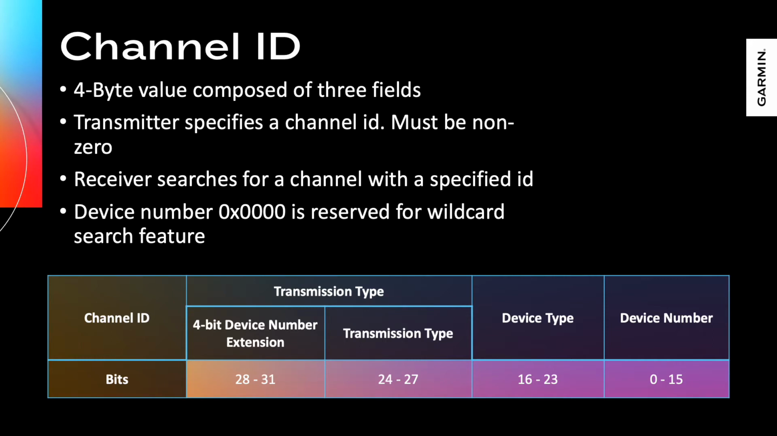The device type is used to specify the class of device, for example, a heart rate sensor versus a speed sensor. The most significant bit is a pairing bit, which makes up part of one of ANT's pairing mechanisms. The device number is meant to uniquely identify a device from other devices with identical transmission type and device type. For example, differentiating between two different heart rate sensors. Transmitters cannot set the device number to 0.